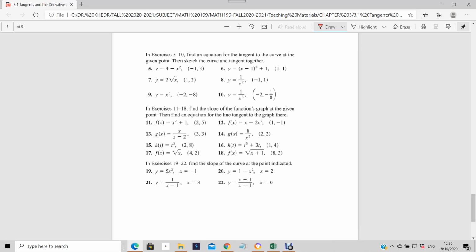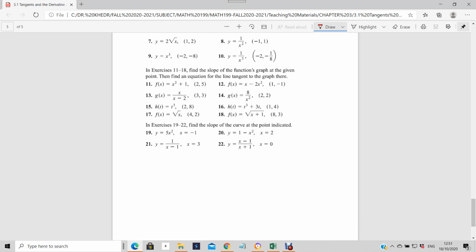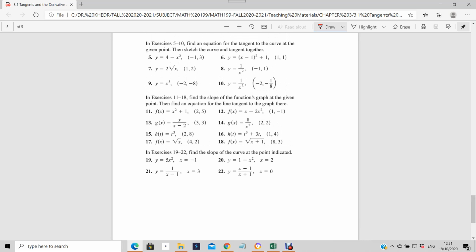So you find the slope, okay? All of them will be using the same method, which is finding the limit of the function, which is in the previous definition. So let me show you the solution of one of these equations. Let me start with question number 5.